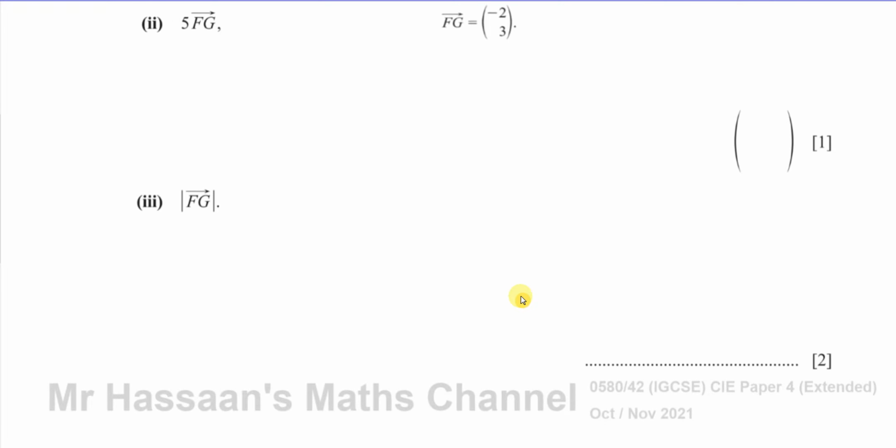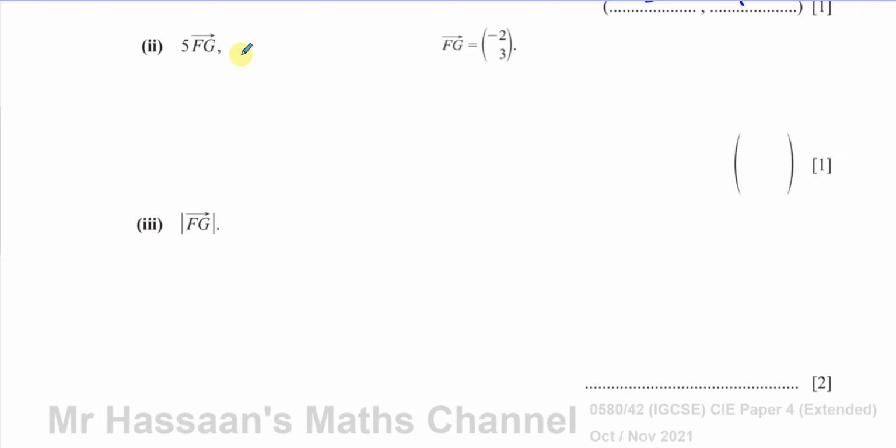Number 2 is also equally as simple. It tells us to find the vector 5FG. Now 5FG is where you take the vector FG and you multiply it by 5. When you multiply it by 5, it's just 5 times as long. So it's going to be 5 times -2, which is -10, and 5 times 3, which is 15. Again, very simple little question there.